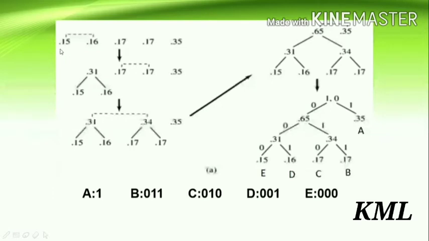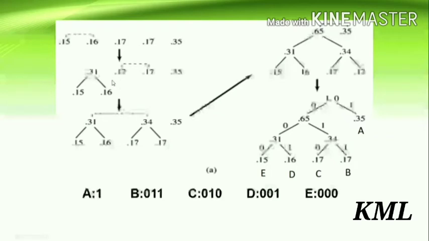Now we combine the two minimum probabilities and take their sum. We combine 0.15 and 0.16 and make a new node as their parent, which contains the sum of these two child nodes. So 0.15 plus 0.16 is 0.31. In this way you combine and create the sum as the new parent. So now we have 0.31, 0.17, 0.17 and 0.35.